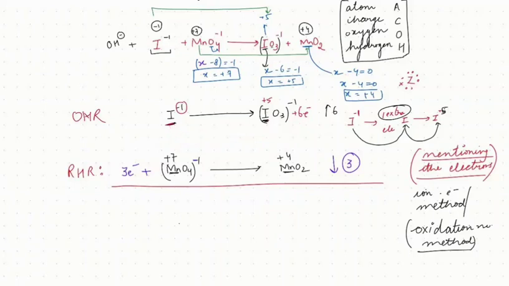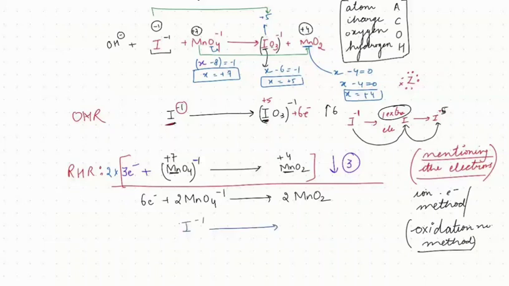Now what is going to happen? I am going to multiply this with 2. So this becomes 6 electrons plus 2 MnO4 minus 1 gives me 2 MnO2. Are you understanding my point? So now what exactly is going to happen? So we have I negative gives me IO3 minus 1 plus 6 electrons. So that's my oxidation half reaction.